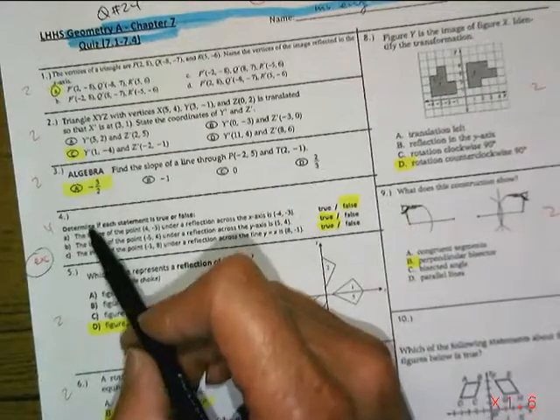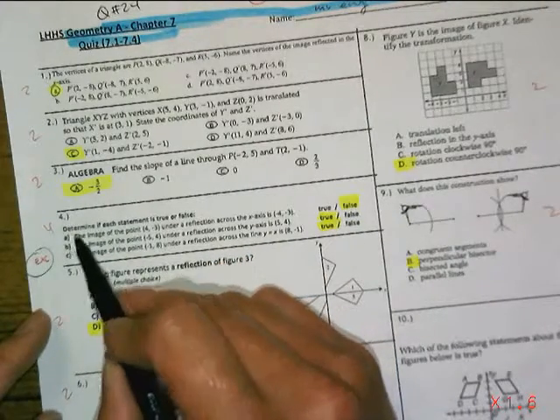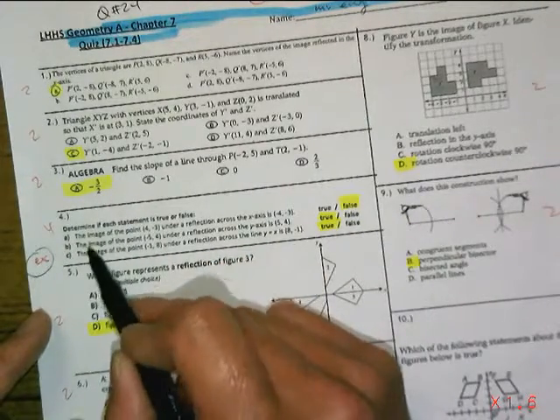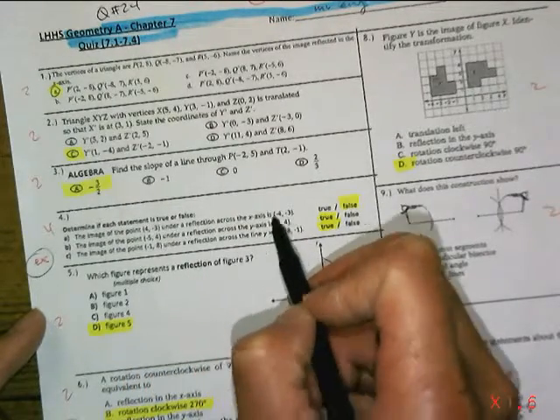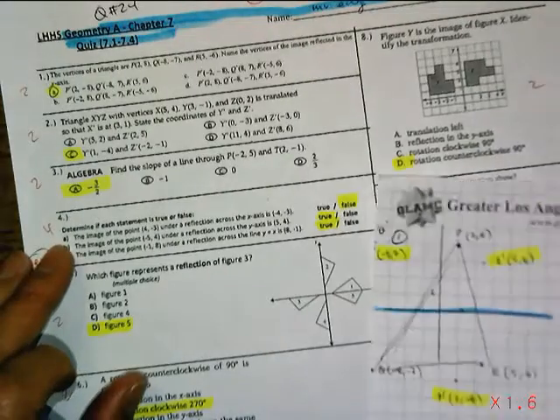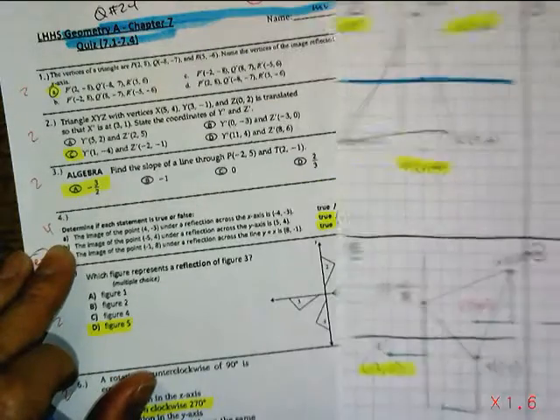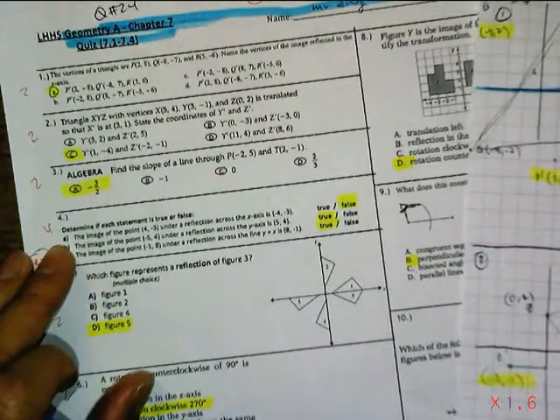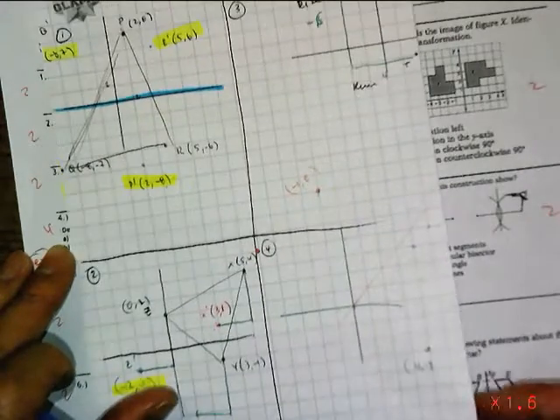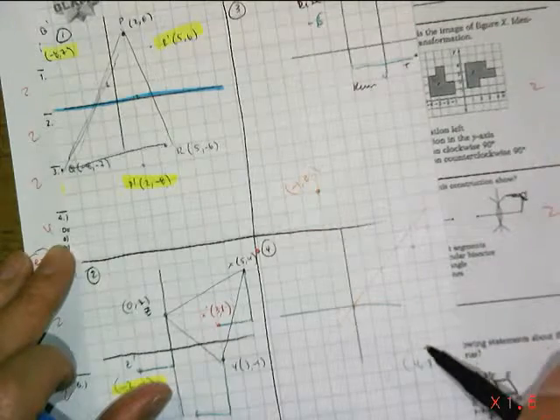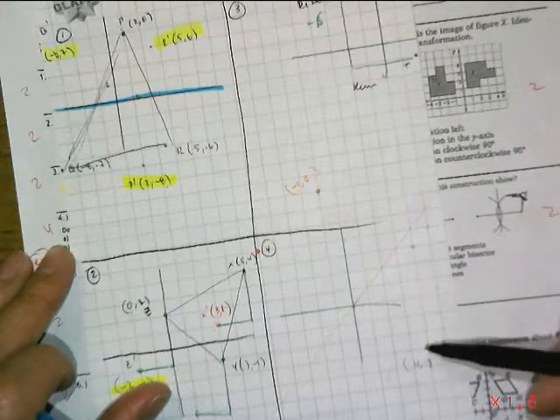Again, can't zoom in, so I apologize, I'll read. Determine if each statement is true or false. The image of the point 4, -3 under reflection across the x-axis is -4, -3. The answer is false. Remember, if you reflect it over the x-axis, here is 4, -3. If you flip it over, that should have been 4, 3.